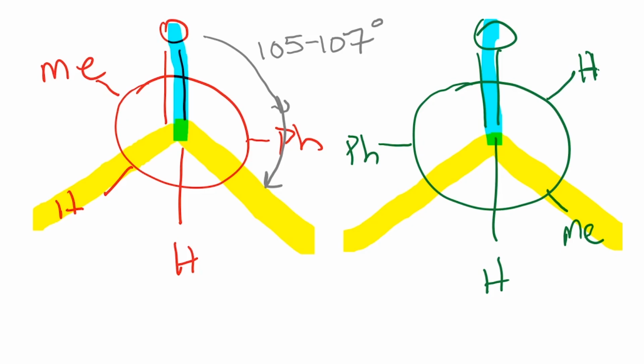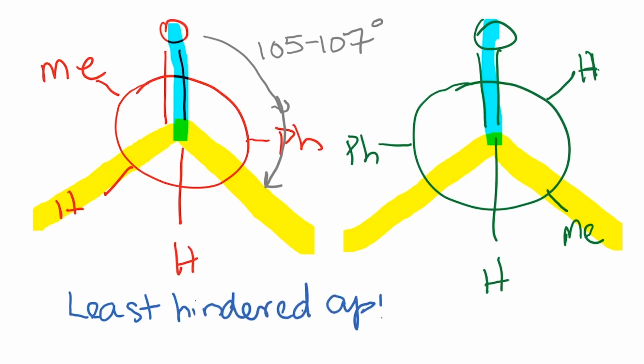Okay, so now how do we account for the difference in reactivity? The difference in reactivity can now be attributed to the one which has the least hindered approach. So I will repeat. The attack that has the least hindered approach is the most favorable or the least energetic.